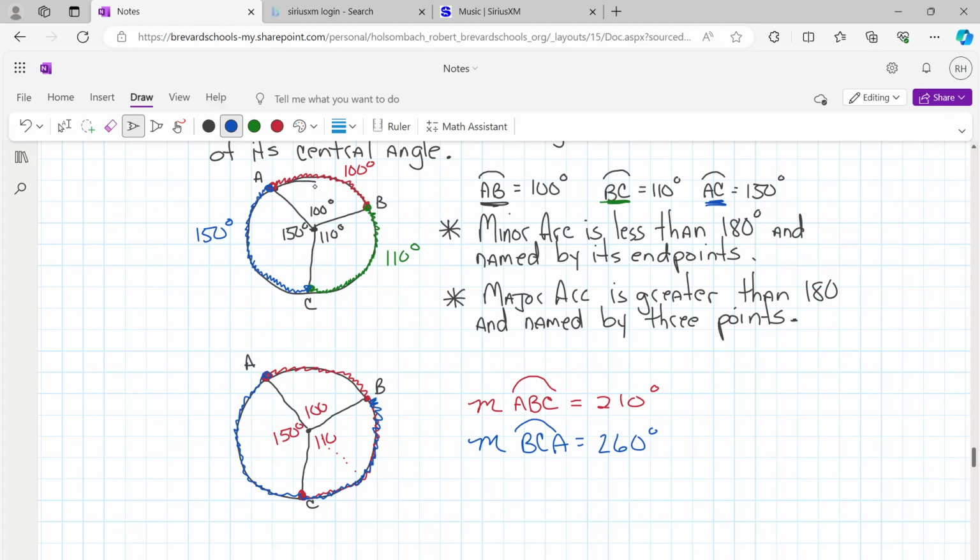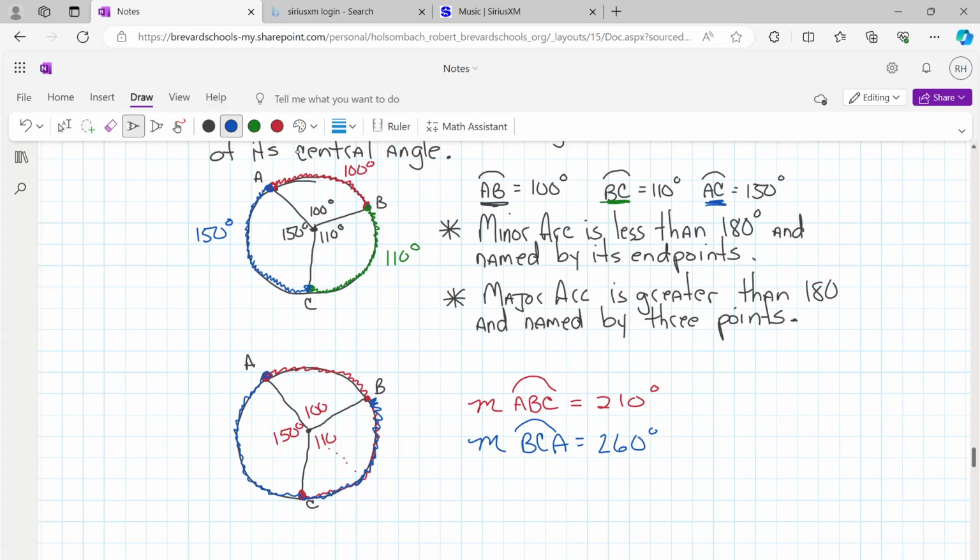So minor arcs, you start at one endpoint and go directly to the next endpoint. You don't go through any points in between. They're less than 180. Major arcs, when you're going more than halfway around the circle, you have to use 3 letters. The middle letter is the point you went through to get to the other endpoint.